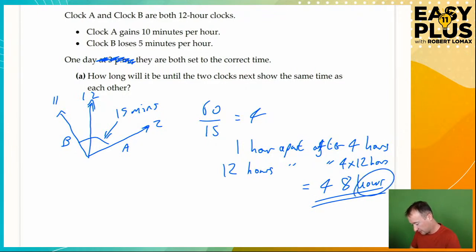Don't forget to write the units, hours, even if it looks like cows or whatever I've written here, you need to have units in there.